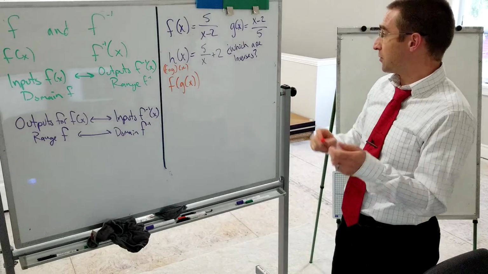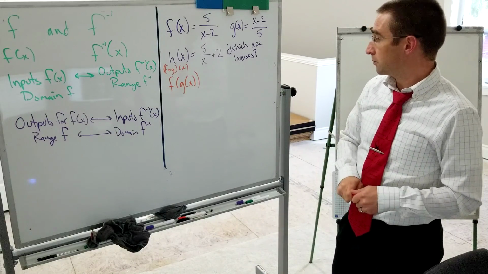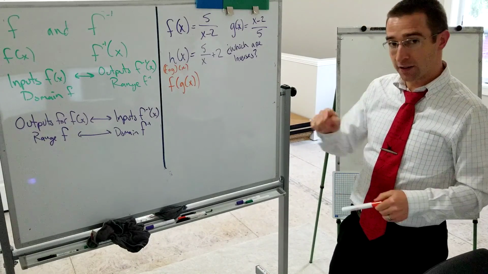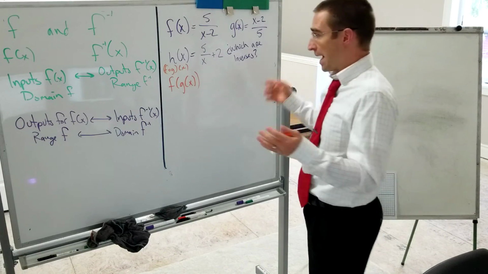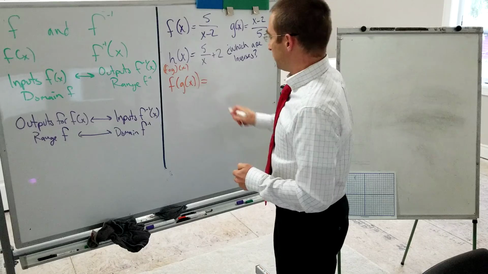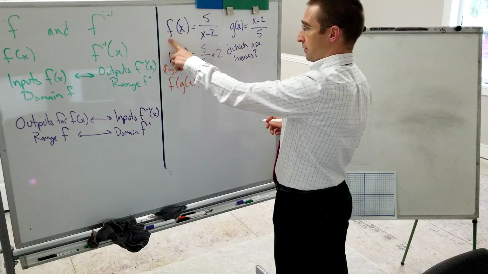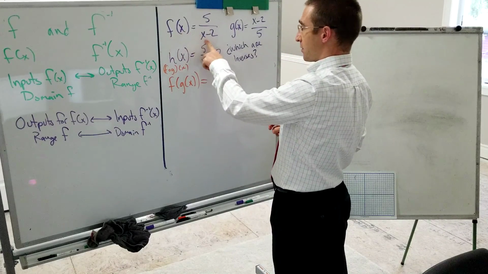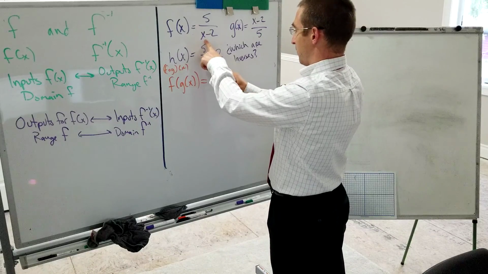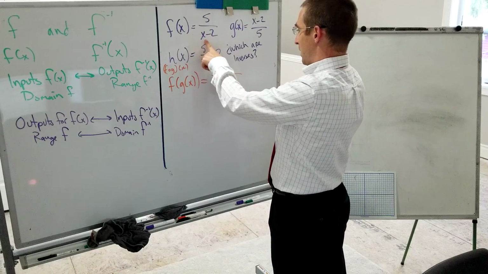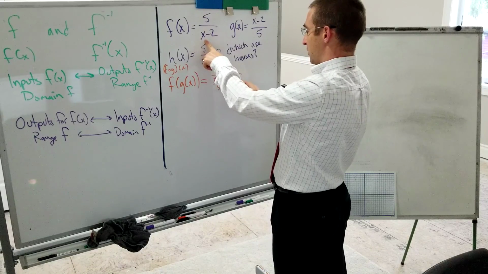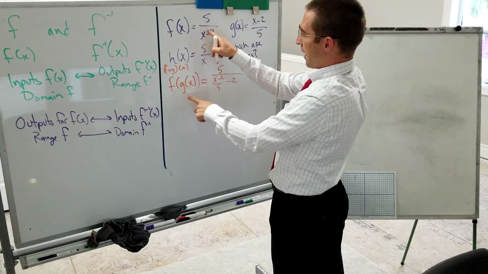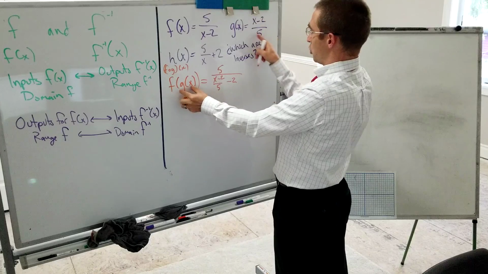Go ahead and find f of g of x. Pause it and go. Hopefully you unpause it, and we're back. So I'm going to take my f function, and I'm going to replace the x with g of x. So I'm going to get 5 over x minus 2 over 5 minus 2. So I replaced this x with g of x.